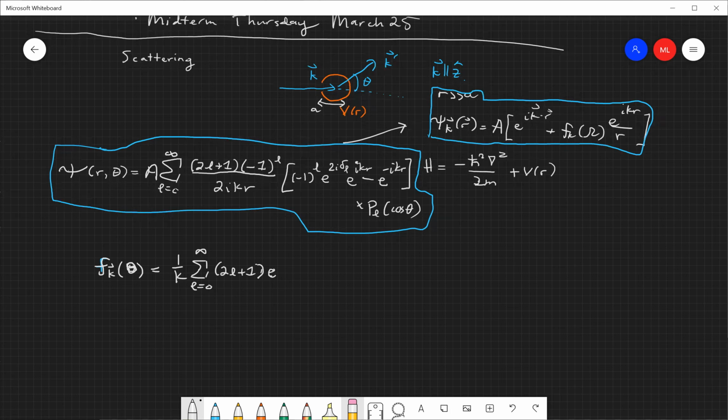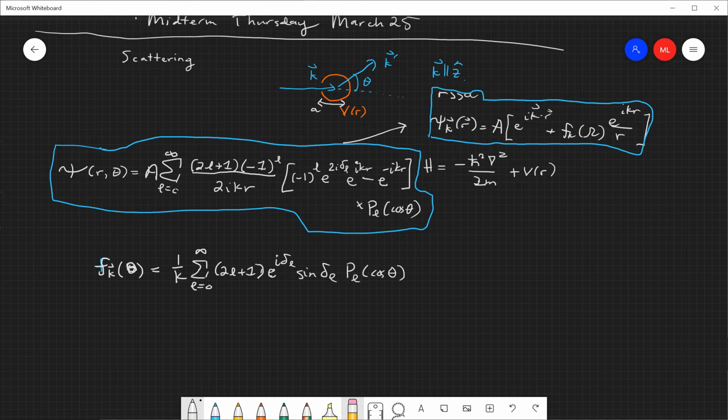Okay, so let me see if that worked. So the rest of it is i delta L, and then there's sine delta L, and then it's P_L of cosine theta. And of course, the scattering amplitude is related to the differential scattering cross-section, which is the actual measurable thing. It's just the square of this function.